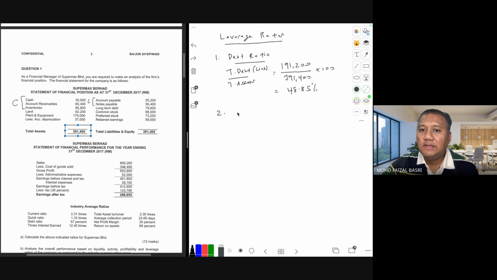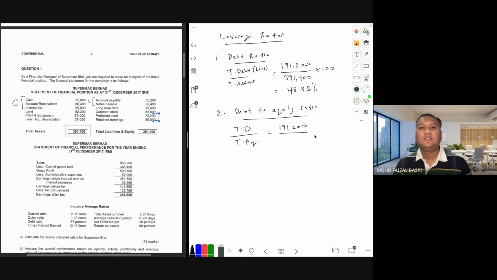Number 2 is debt to equity. Debt to equity ratio. So for debt to equity ratio, formula dia sama, total debts. Cuma sekarang kita divide dengan total equity. Okay, total equity. So equity dia apa? These two are the equity. Okay, dua ni preferred stocks and retaining are the equities. 73,200 dengan 59,000. So if I rewrite this, total debt kita dah ada 191,200.